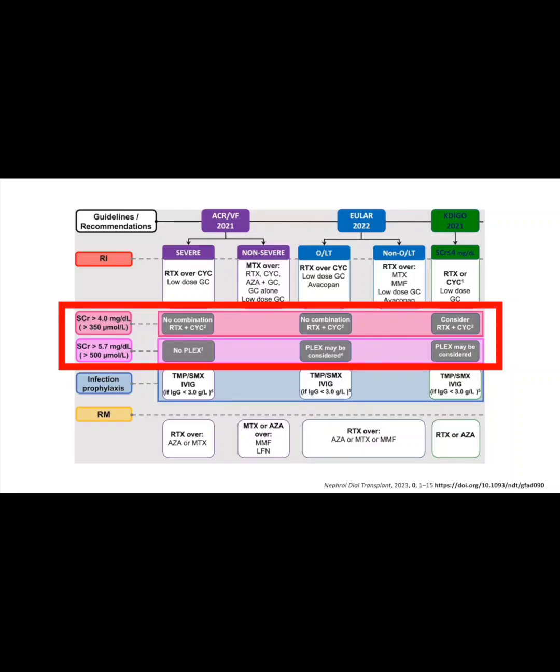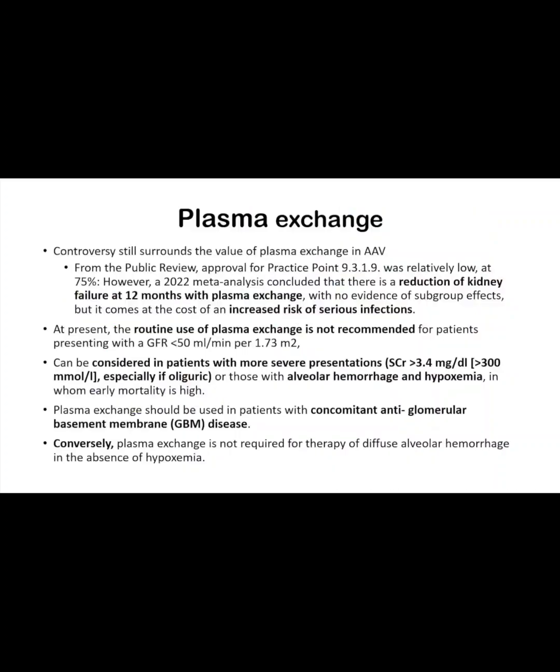It is important to note that when cyclophosphamide is used in combination with rituximab, if there is no improvement within 3 months or if the patient remains dialysis dependent, you should consider stopping the immunosuppression. There remains a lot of controversy over the use of plasma exchange in ANCA vasculitis. From a public review of the practice point to use plasma exchange, the public uptake on this point was low. It was only at 75%.